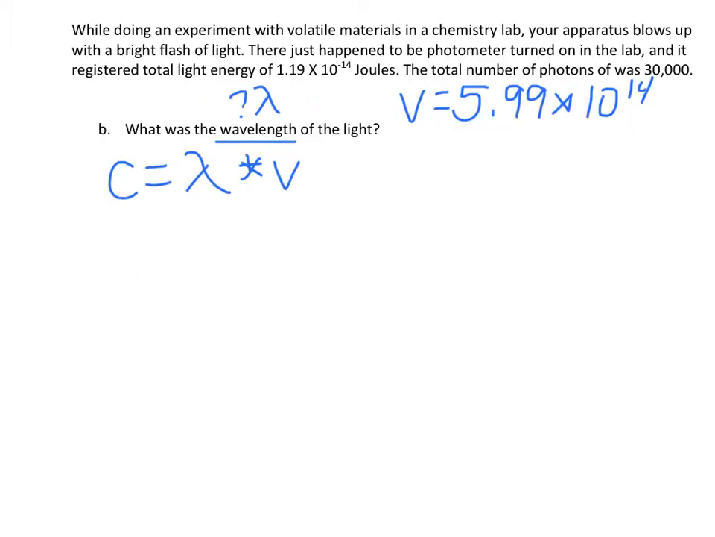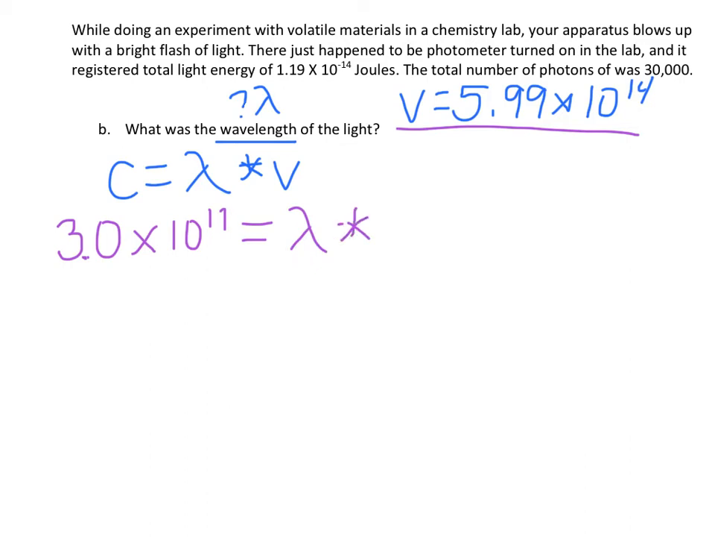Okay, so we have our formula. The speed of light equals wavelength times frequency. Recall from part A, we already found the frequency. It's 5.99 times 10 to the 14th. And so now let's plug in our numbers. From your light equations guide, we see that the speed of light is 3 times 10 to the 17th. That equals the wavelength, which we don't know, times the frequency we found from part A.